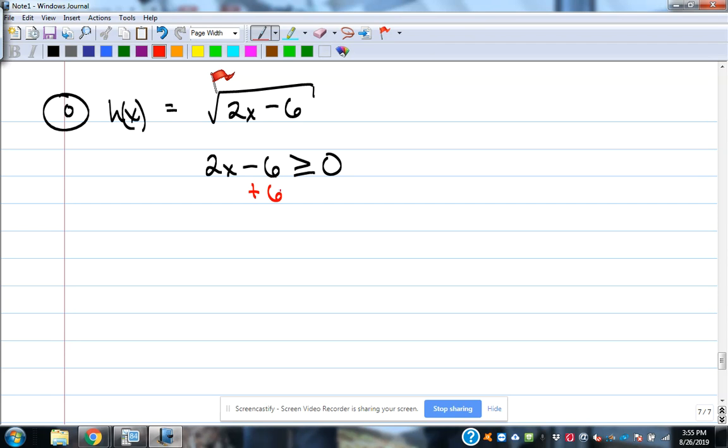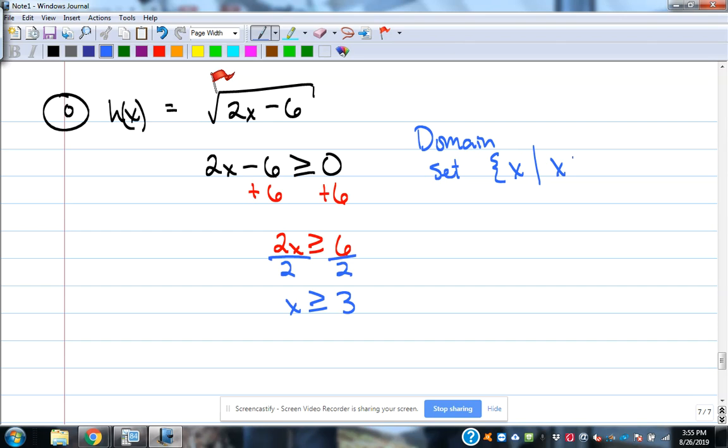So I'm going to solve this problem by adding 6. 2x is greater than or equal to 6. Divide by 2. Just simple solving of that. So x has got to be greater than or equal to positive 3. So the domain for this, in set notation, curly brace, x bar, x has got to be greater than or equal to 3. If x is anything that is below 3, doesn't work. We're not going to use it. So x is greater than or equal to 3.